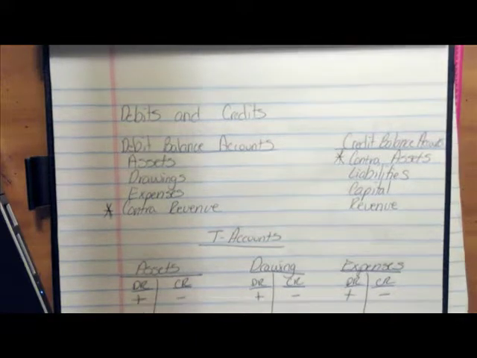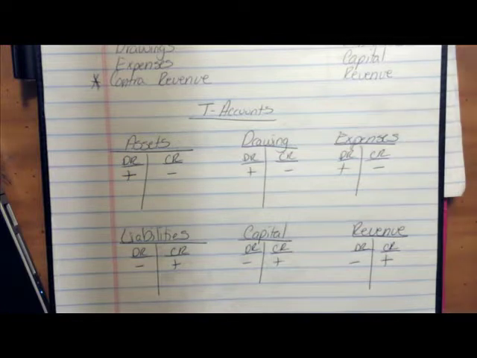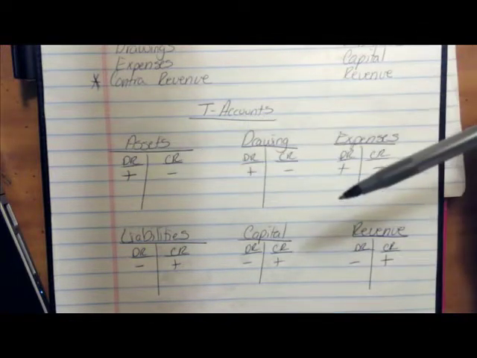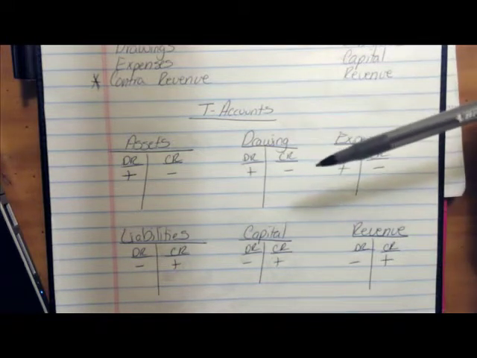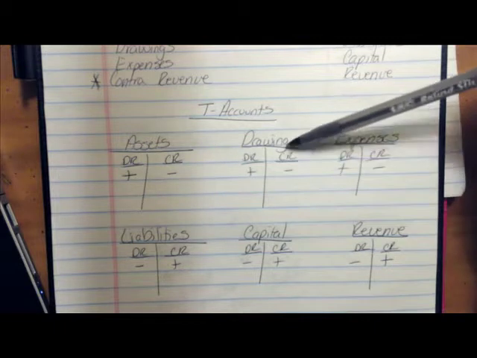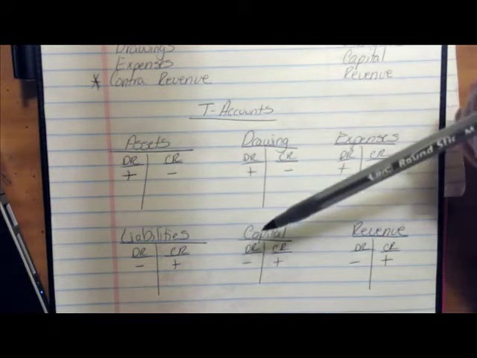your journal entries. When we're looking at the T accounts, all T accounts are set up the same way. You have a debit column and a credit column. Debits on the left, credits on the right. But depending on the type of account depends on how you use the T account for them. So for assets, drawing, and expenses, debits will increase, credits will decrease.